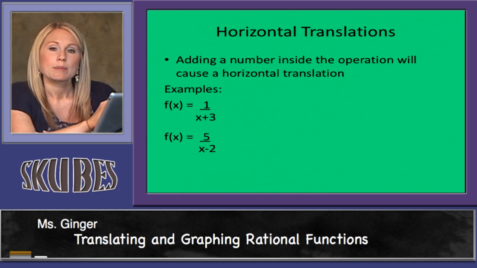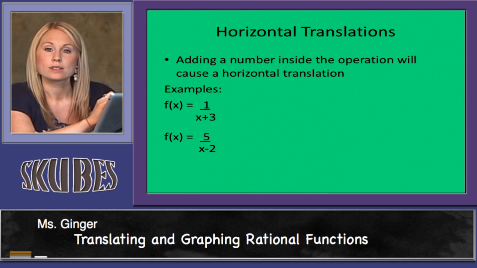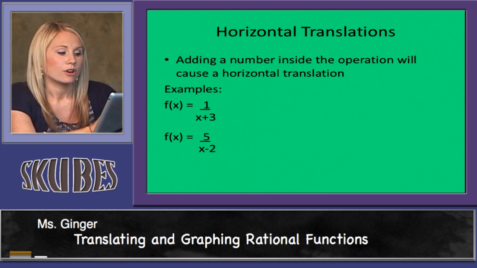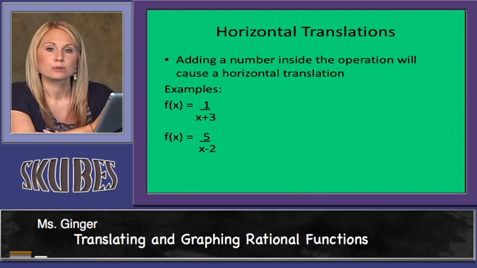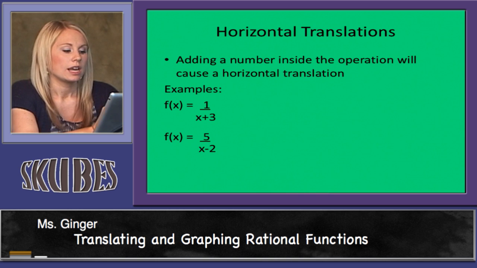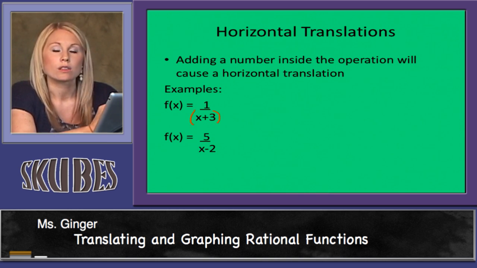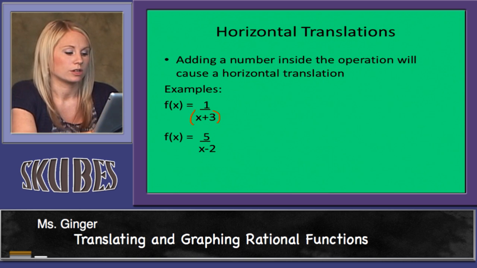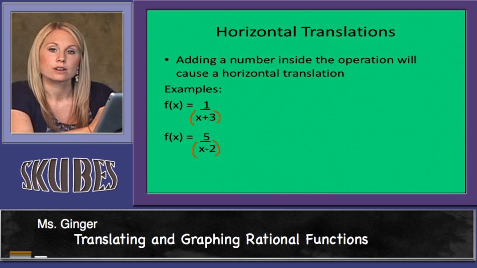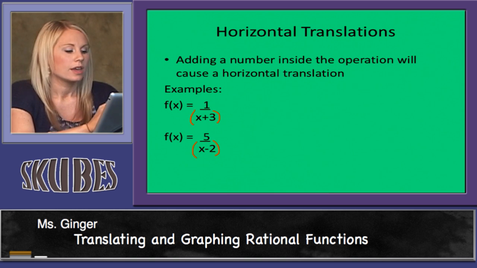All right, thinking about the other type of movement, the horizontal translations. If our graph is moving in the x direction, left or right, that's going to be seen in the numbers added or subtracted inside the operation. And when we talk about inside the operation, we're talking about right inside along with our x. So we want to look for wherever x is. Any numbers added or subtracted there are going to cause the left and right movements.